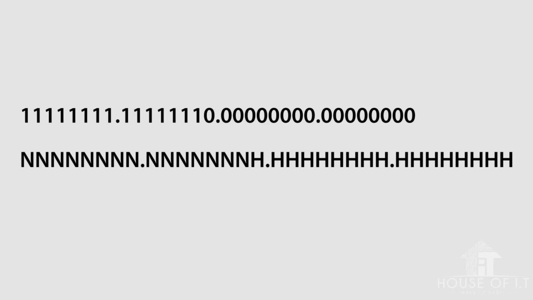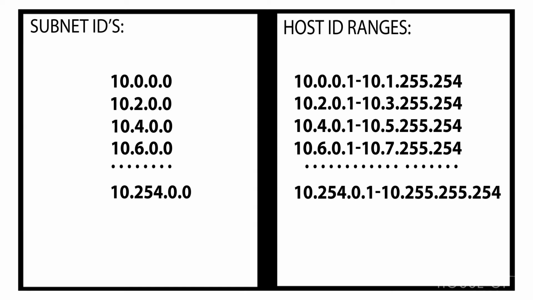As for the subnet IDs, because the last bit position in the host side is 2, we will have to increment by 2s for the subnet IDs. So the subnet IDs would be 10.0.0.0, followed by 10.2.0.0, then 10.4.0.0, and then 10.6.0.0, and lastly 10.254.0.0.